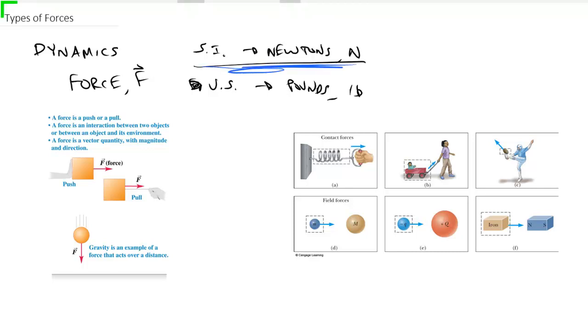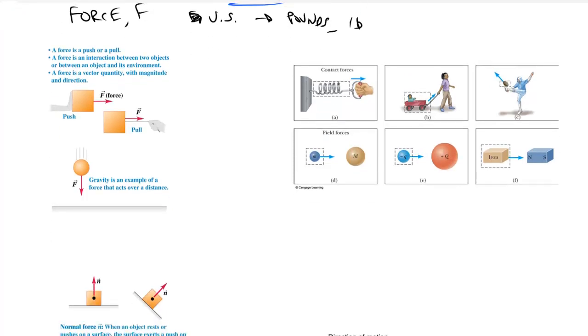So what is a force? A force is basically a push or a pull. So if your hand is pushing on this, then we have a force going off to the right here. Or I could attach a string and pull it off to the right. So it's some sort of a push or a pull. We could also have gravity pulling down on something, and this is a force as well. And we can take forces and break them up into two different categories: contact forces and field forces.